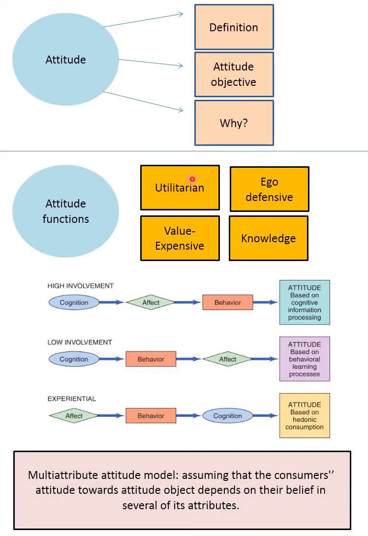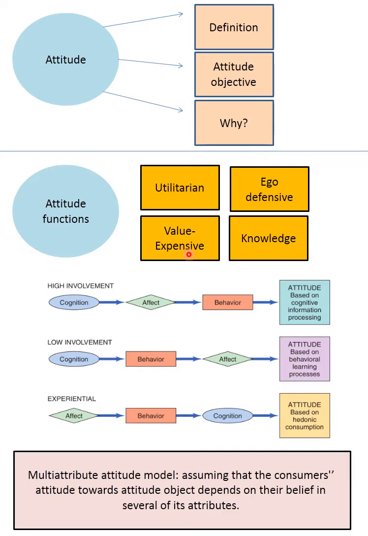The first one is the utilitarian function. In the utilitarian function, we develop an attitude toward a product because this product helps us eliminate a pain or get a pleasure, to make us happier. Because of that, many successful marketers say that people do not buy a product, they buy a solution. That's the utilitarian function.